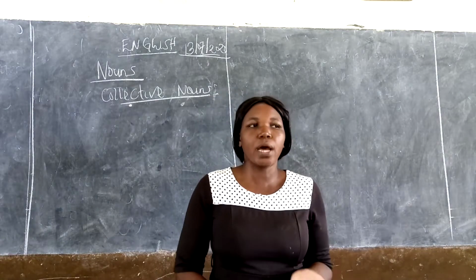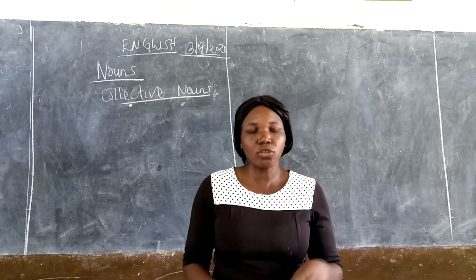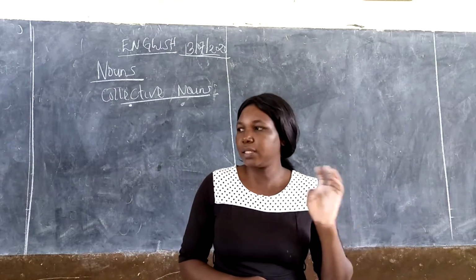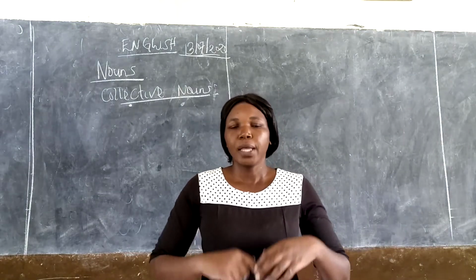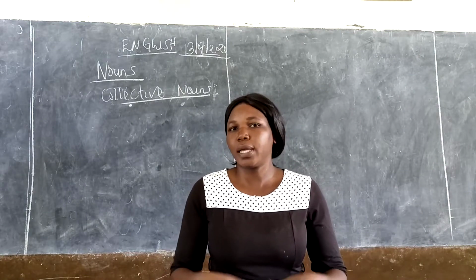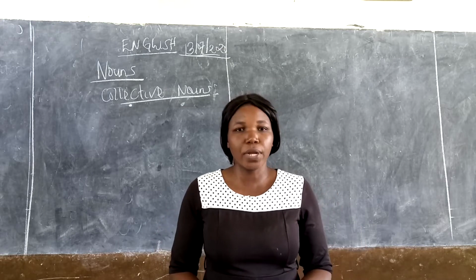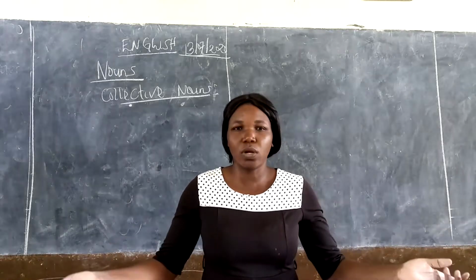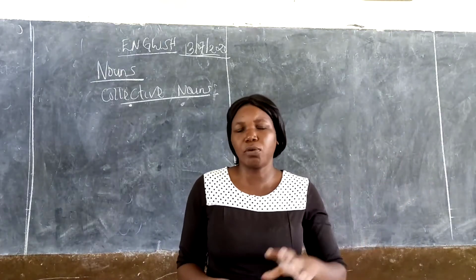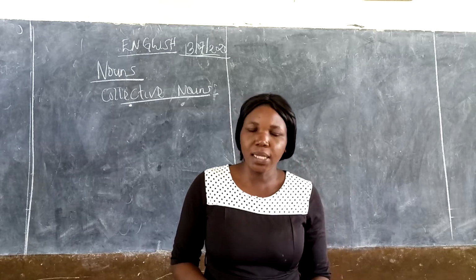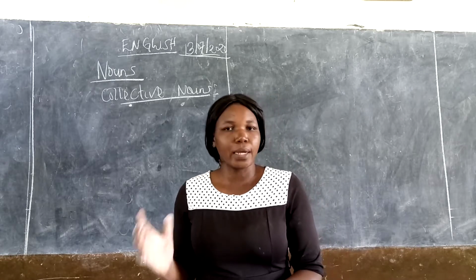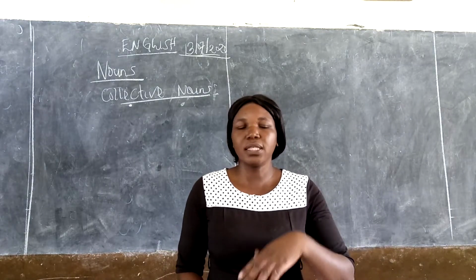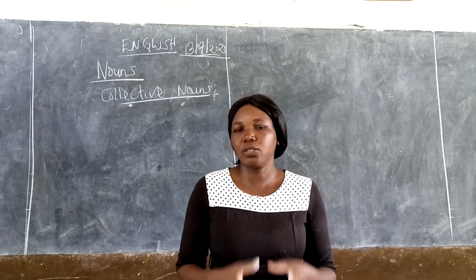And I said common nouns are objects or things, but not the name of that particular thing. For example, school is a common noun. It's any school, we have different types of schools. When you say St. Claret, that becomes a proper noun. But when you say just a school, that is a common noun. It's just the name of something that is common.